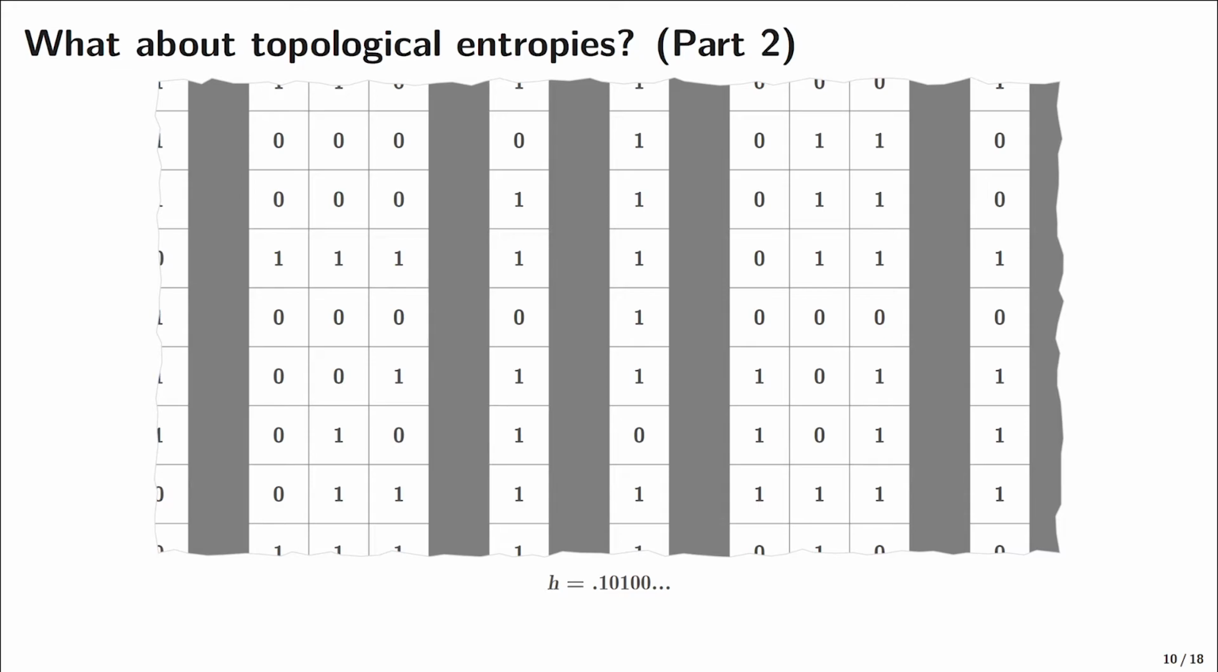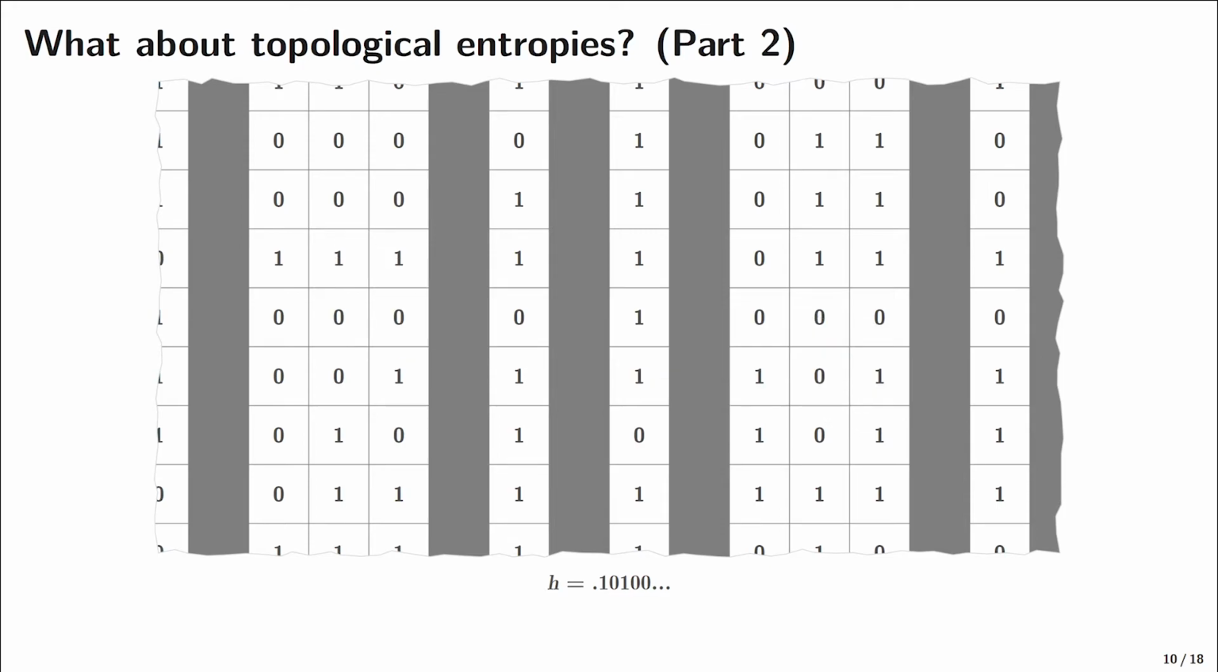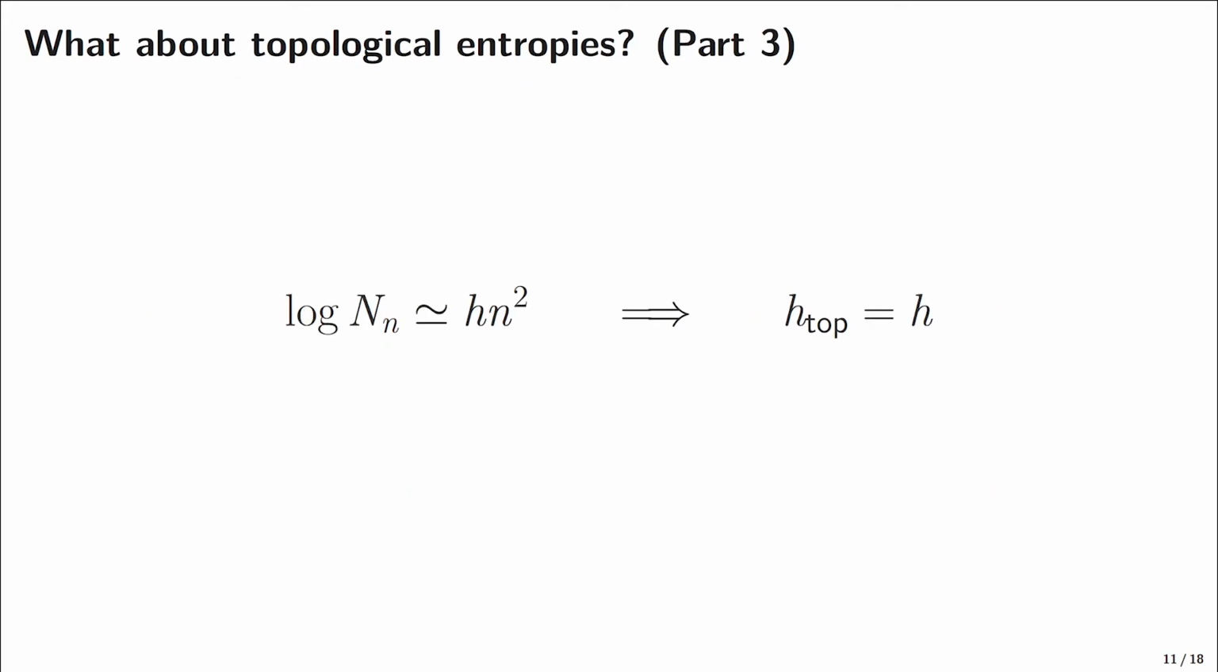And now, to compute the complexity function and the entropy of this thing, recall that we want to create an SFT whose entropy is h. We have to count the number of white squares in a pattern of size n times n. And you can observe that because the density of white squares in a line is h, there are about 2 to the h n squared different patterns of size n times n. And all in all, this proves that the topological entropy of the subshift is exactly h.